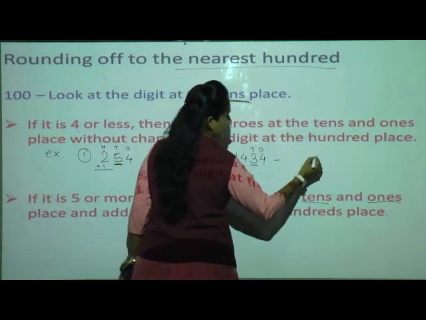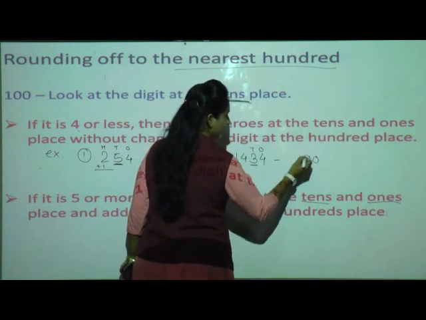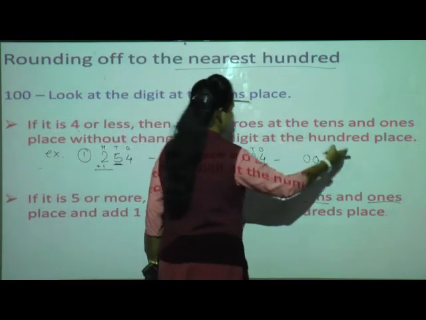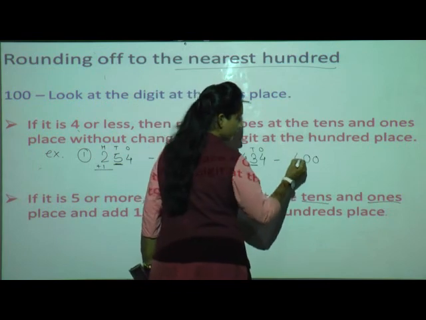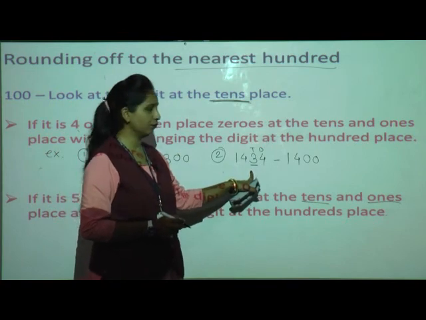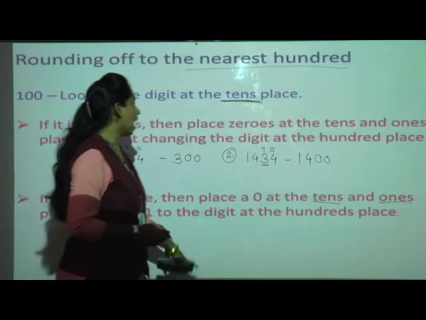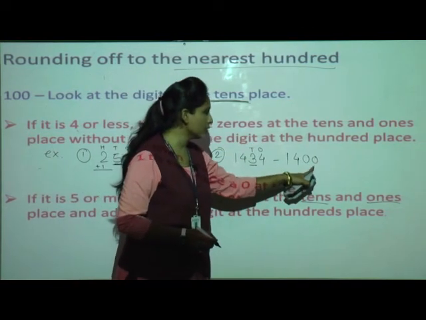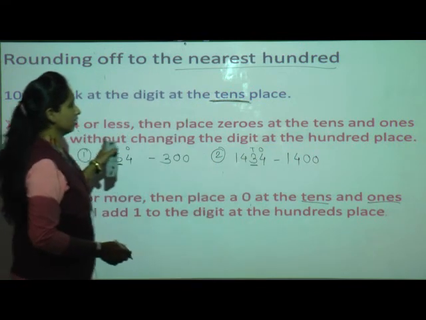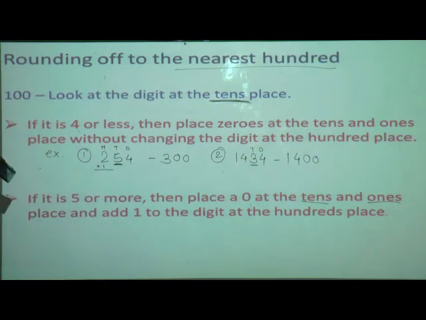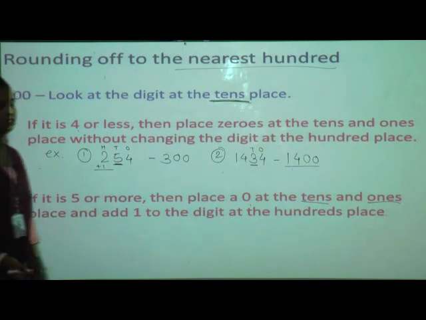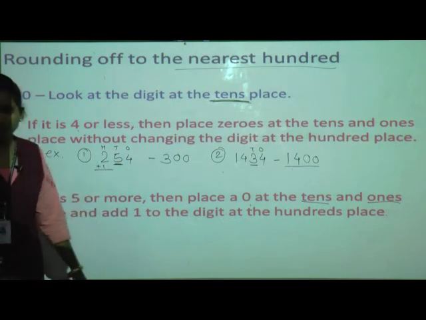Let us place 0 at the ones place and tens place without changing the digit at the hundreds place. Now the 100 place we should not change, when it is 4 or less. Of course 3 is less than 4. So what I have done here, I have given zeros at the tens place and ones place without changing the hundreds place. Okay? Understood? So the rounding of this number is 1400. Got it? Understood till here?